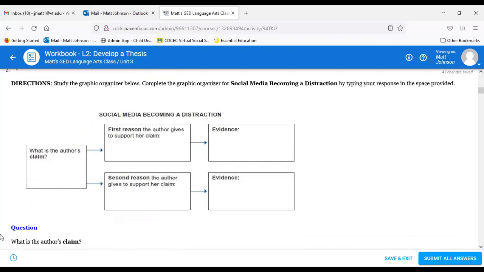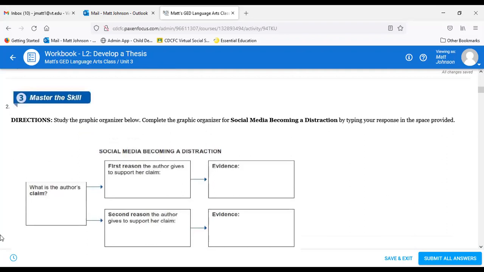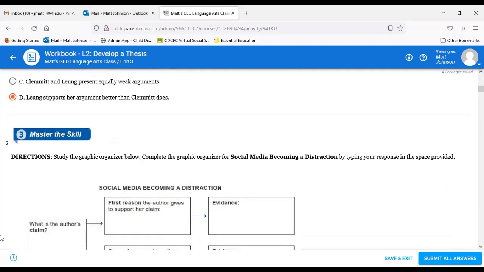Exactly, a visual to help us with each step, right? And that is what we're going to do. I wish they had done this before. This would be so much better if we'd done this in the quiz rather than the workbook. But right, so we have a graphic here, a graphic organizer about social media becoming a distraction. We're thinking about that first passage.